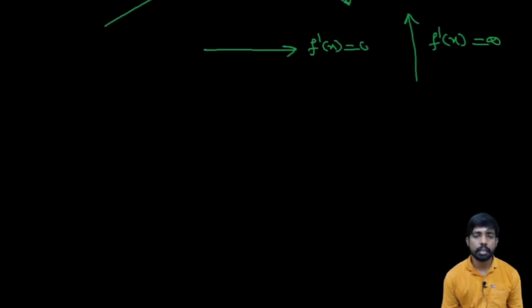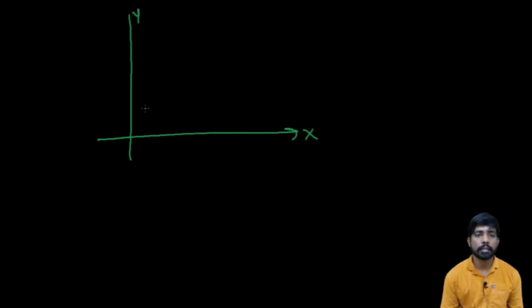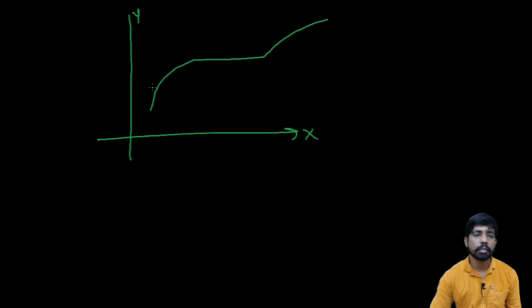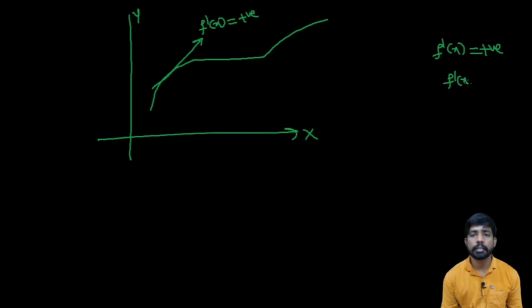Let us consider one curve. This is the x-axis, y-axis. If I draw a tangent, it will give you the slope, which is f dash of x. This is inclination, positive. F dash of x is positive means f dash of x is greater than 0. If I draw a tangent here, it is also positive, because it is inclination, not declination.